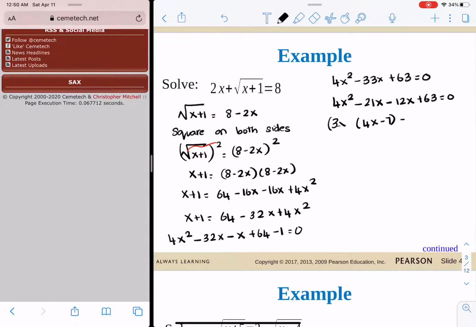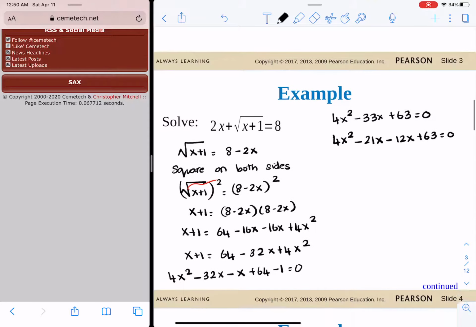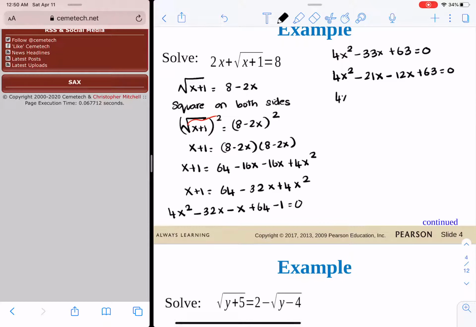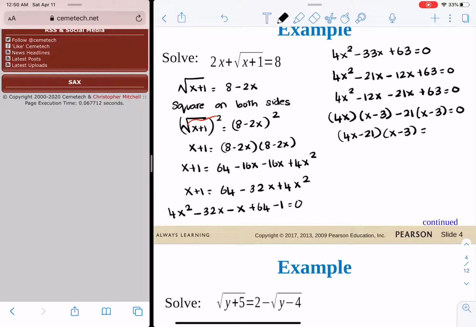See here, I could perhaps write this in a different way so that it'll be easier. So there is a 4x in common between the first two terms. If I pull that out, I have x minus 3. And I have a negative 21 in common between the last two terms. If I pull that out, I would have x minus 3. So 4x minus 21 times x minus 3 would be the two factors.